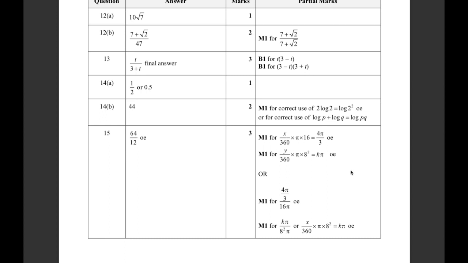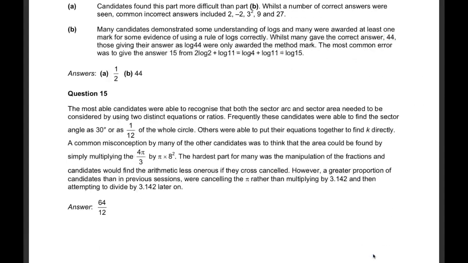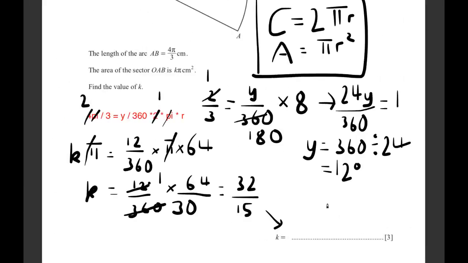Okay, but why x over 360 and y over 360? Let's have a look at this. This is a problem when you start writing it as text and then start trying to do it normally, so to speak. Four pi over 3, area of the sector OAB is k pi. I don't see what I've done wrong immediately.